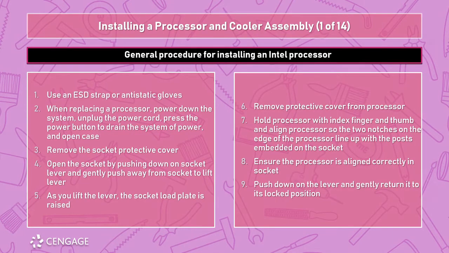So to install an Intel processor, we have 9 basic steps. We have an ESD strap to ground us, anti-static gloves if possible. Make sure that when you're replacing the processor, the system is powered down. That should seem pretty simple, but of course we always have to make sure that we are methodical in our steps. Unplug everything, drain the system.